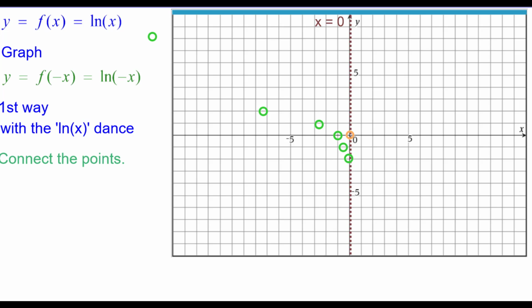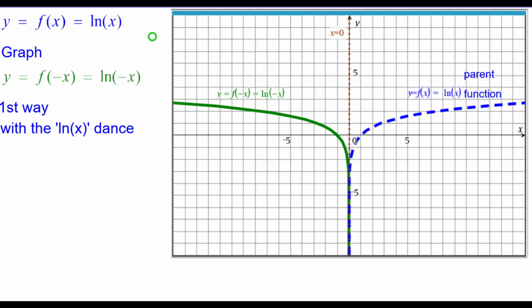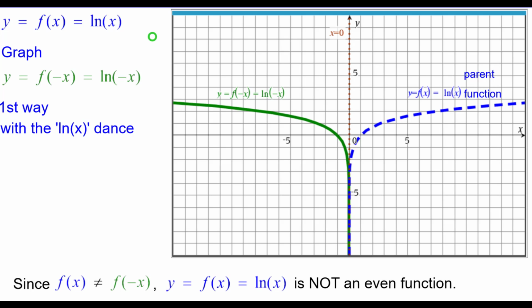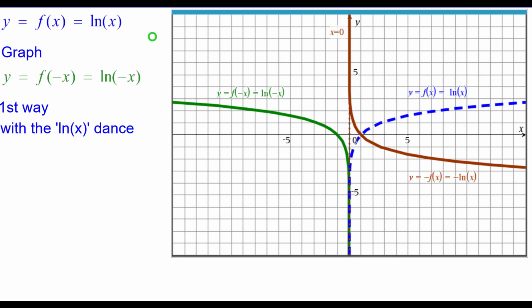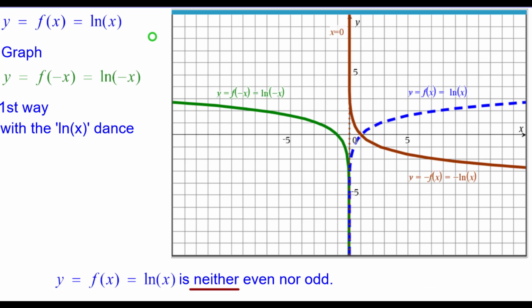So go ahead and connect the points. And this is our graph of y equals the natural log of the opposite of x. We compare that to the parent function, and you can see that those are not equal, so this is not an even function. If we look at the opposite of the natural log of x, you can see that it's not equal to any of these either, and so the natural log is not an odd function. In fact, it's neither even nor odd.